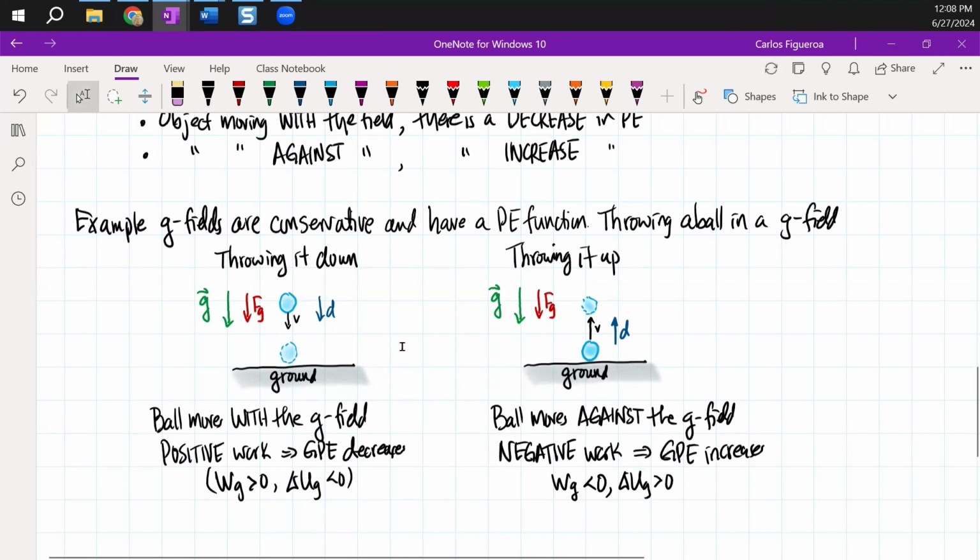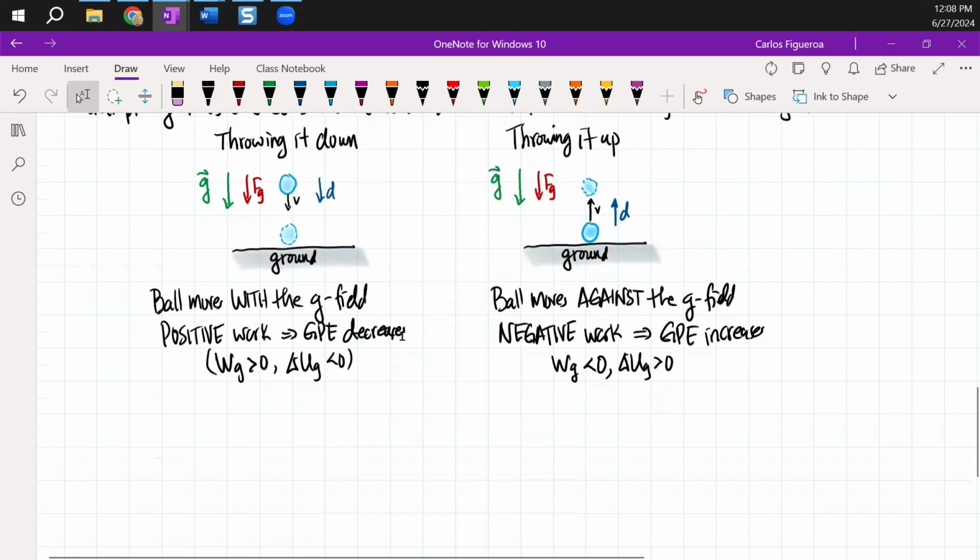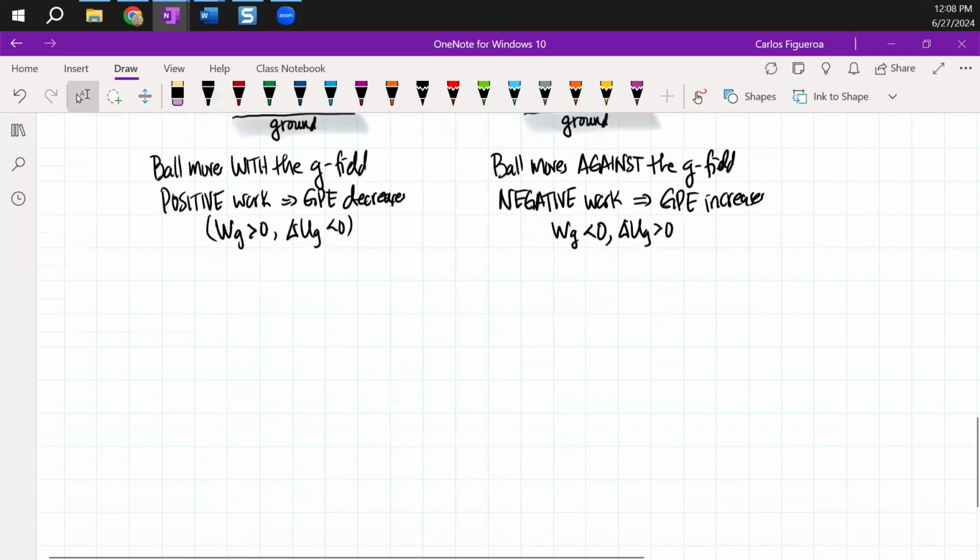Once again, the main characteristic is if objects move with the field, there's a decrease. If objects are moving against the field, there's an increase in potential energy. So field-wise, that's the way we want to think about it.